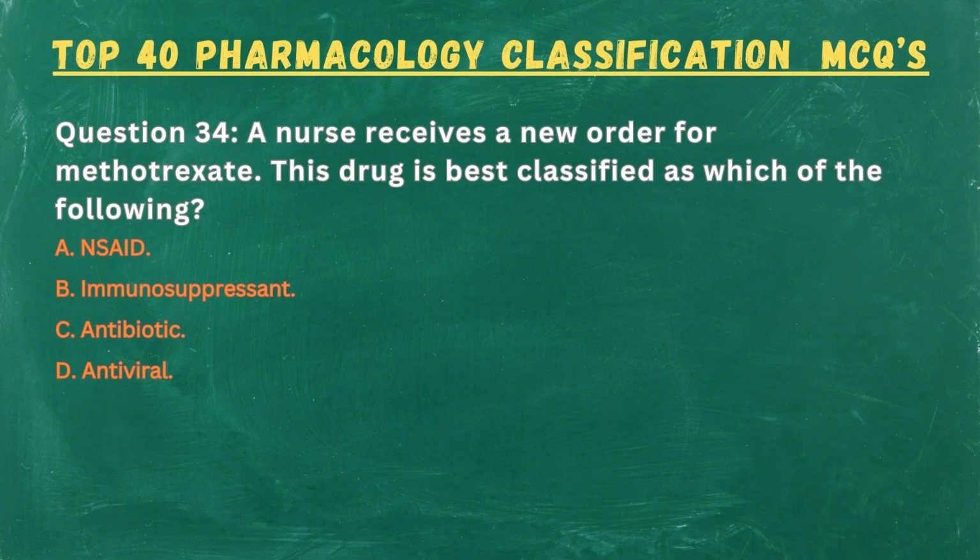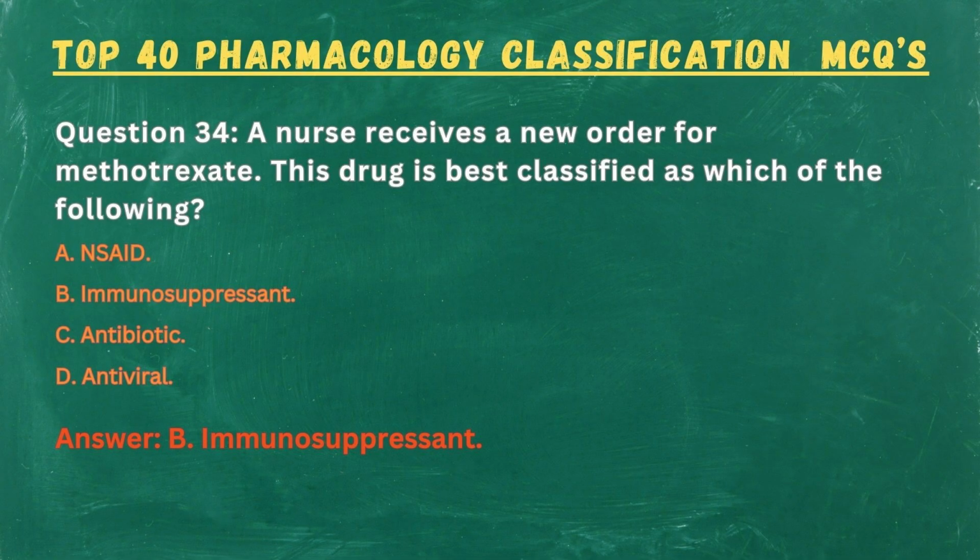Question 34. A nurse receives a new order for methotrexate. This drug is best classified as which of the following? A. NSAID. B. Immunosuppressant. C. Antibiotic. D. Antiviral. Answer: B. Immunosuppressant.